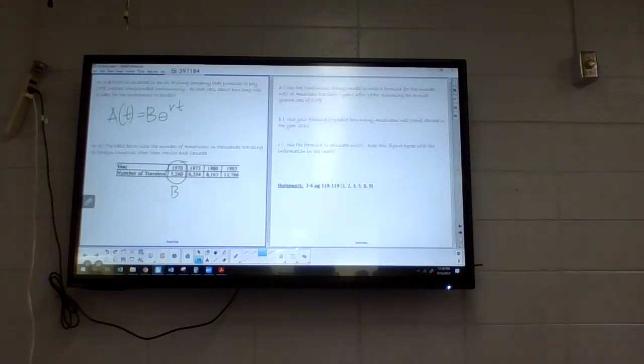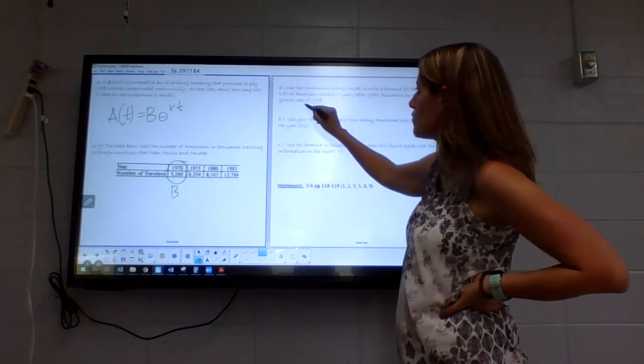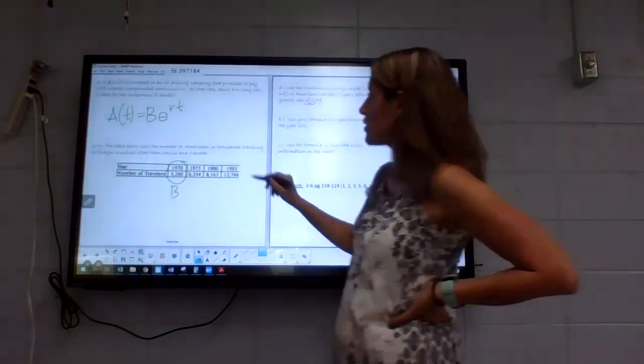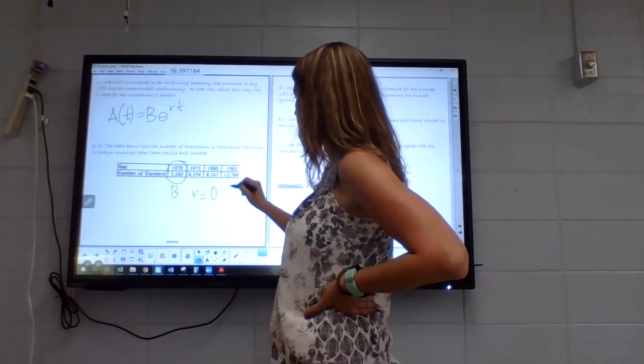Do you know how to write a percent as a decimal? Yeah. What do we do? Yeah, move two places, because percent means per 100. So we're going to move this over two times. So I have my B, I have my rate, which is 0.057.